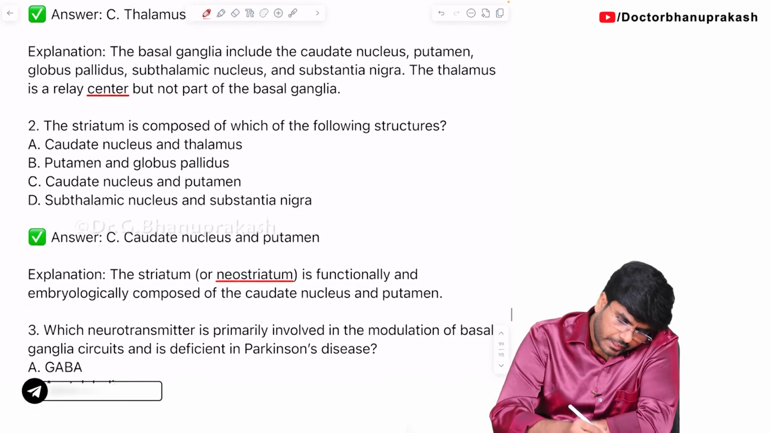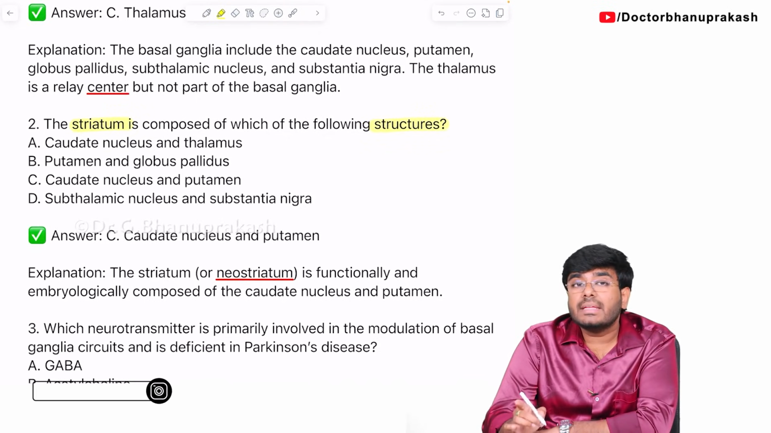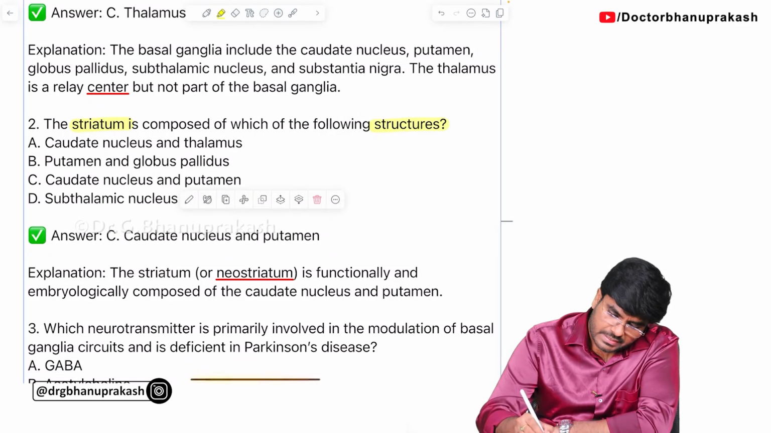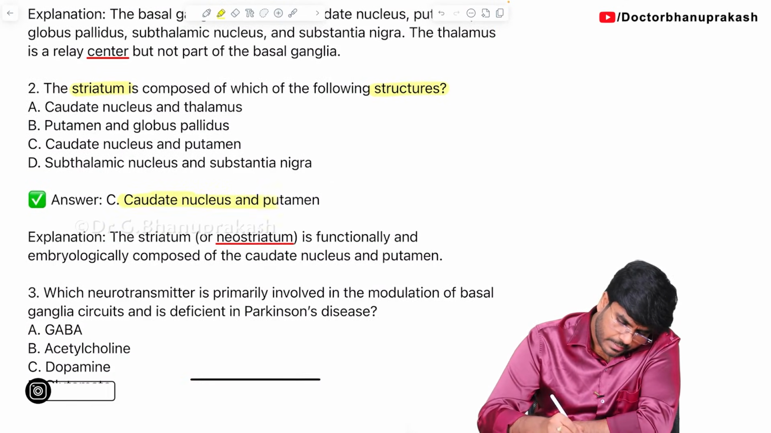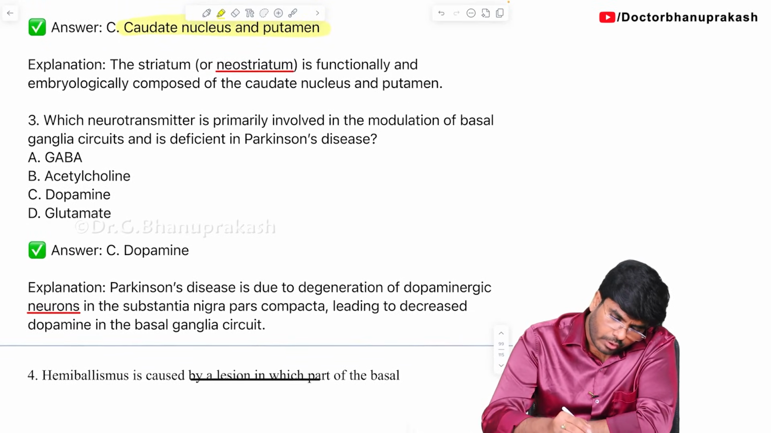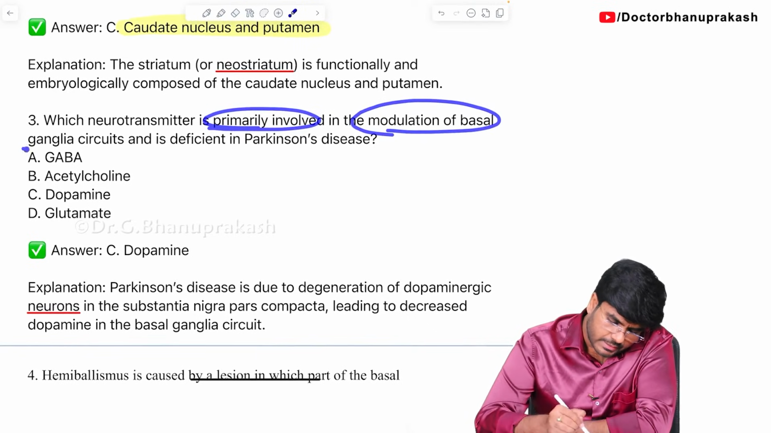Next, the striatum. The striatum is composed of which of the following structures? Striatum means caudate plus putamen. So caudate nucleus plus putamen. Next, which neurotransmitter is primarily involved in the modulation of the basal ganglia circuits?